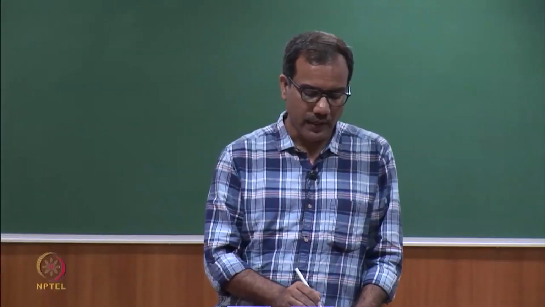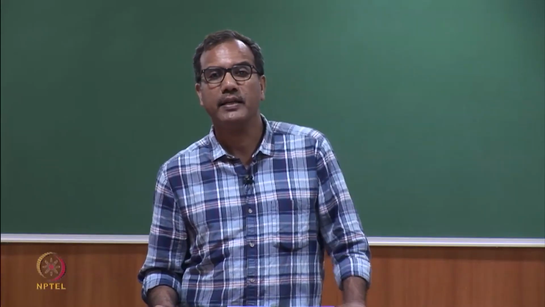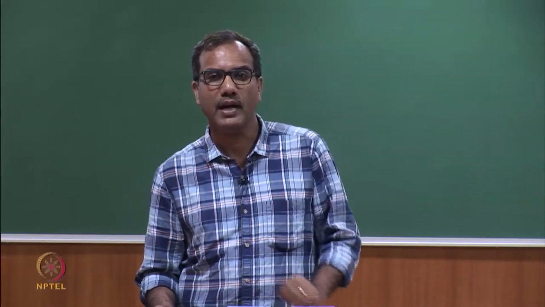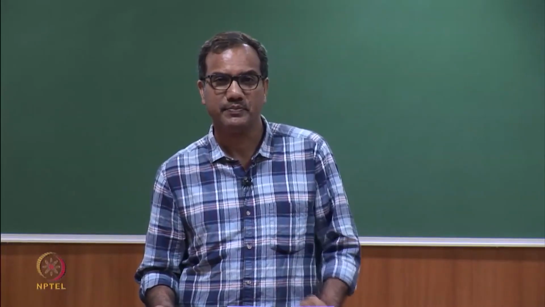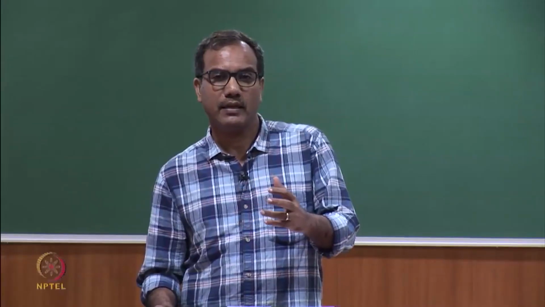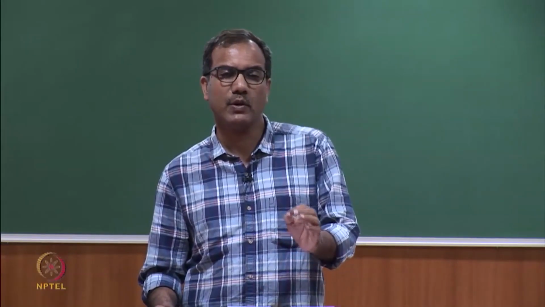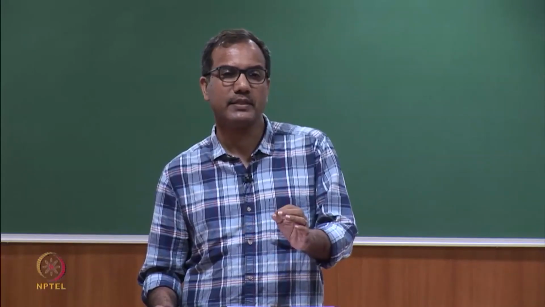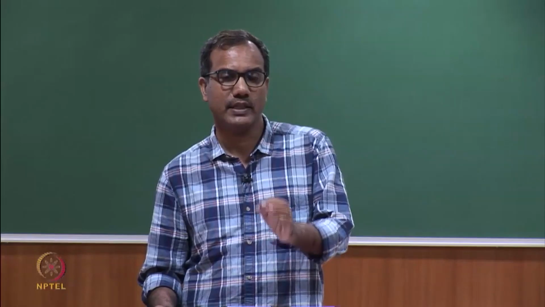Now, what Schrodinger did is he replaced this lambda by h by p. He was influenced by the hypothesis of de Broglie, where de Broglie predicted that lambda is equal to h by p. So, lambda associated with an electron is h by p.